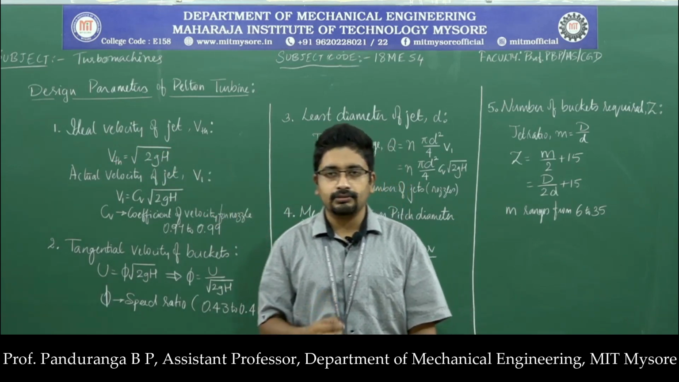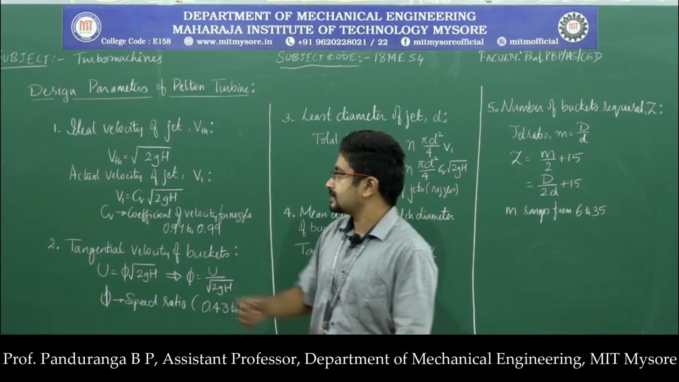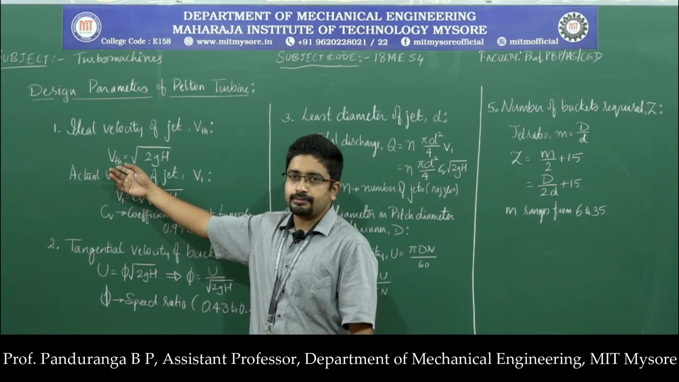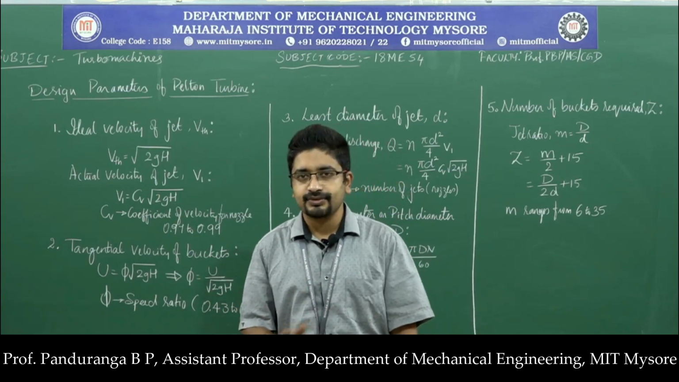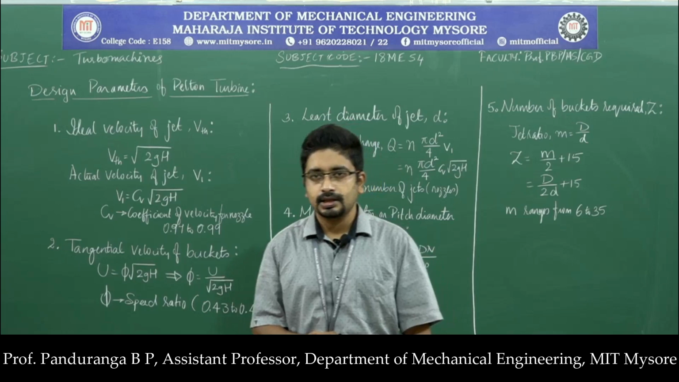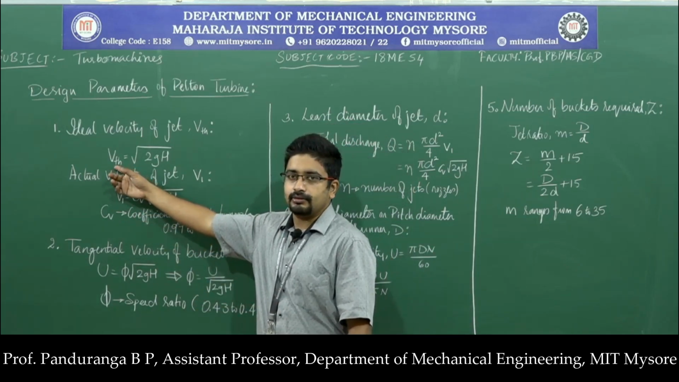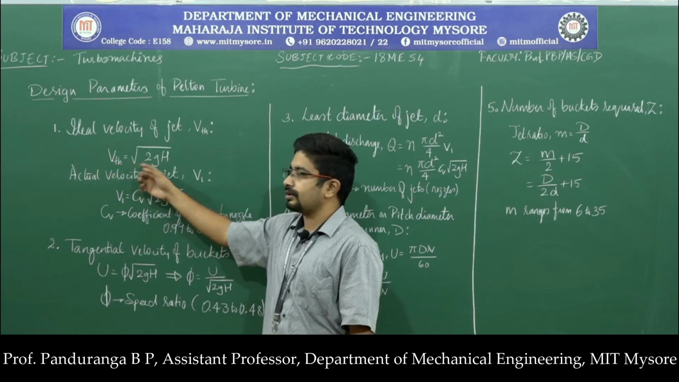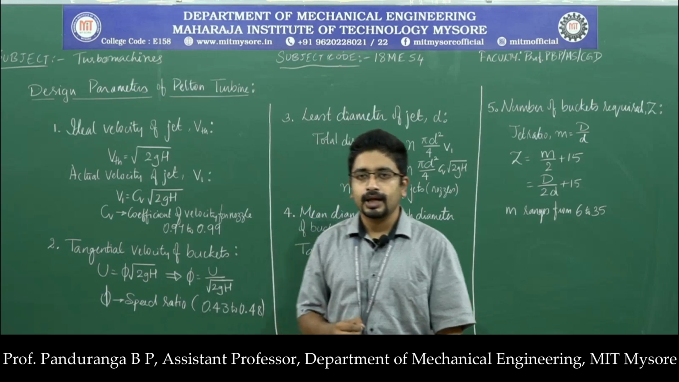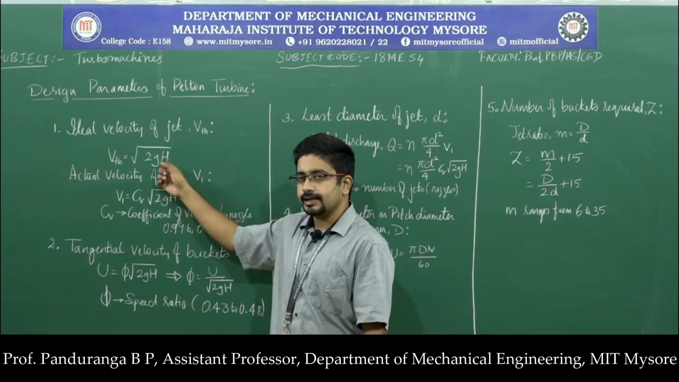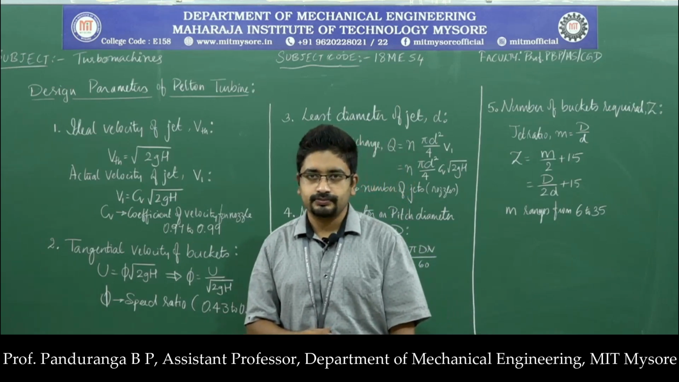So this is the ideal velocity of the jet coming out of the nozzle. We represent that as V theoretical, because in an ideal case we are not considering any losses. If you don't consider any losses, then the theoretical velocity will be equal to root of 2gh, where h is the net head or the effective head available for power production.